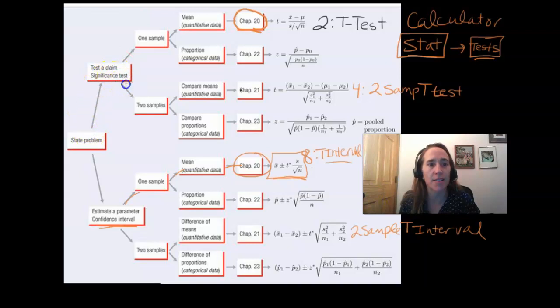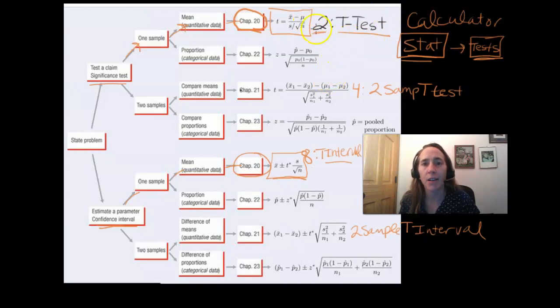So this was a test of significance. We saw in chapter 20, one sample, we found the mean, and then here is our t statistic, and then we run our hypothesis test. In the calculator, press stat, then test, then go to number 2, and it's a t-test. So that's what you're going to use.